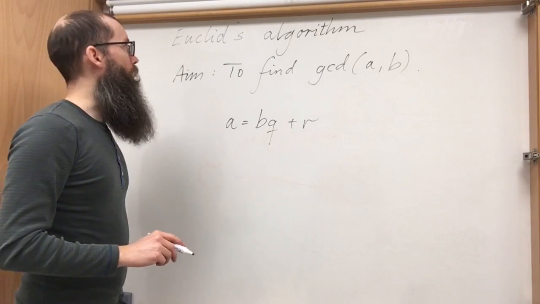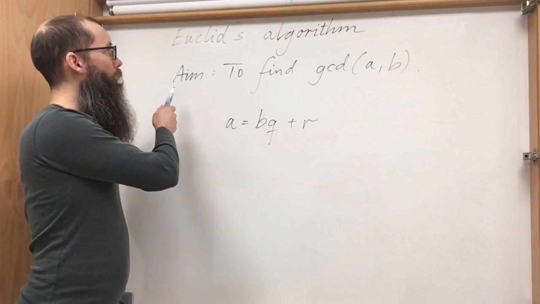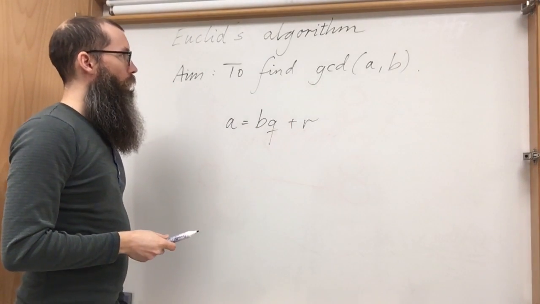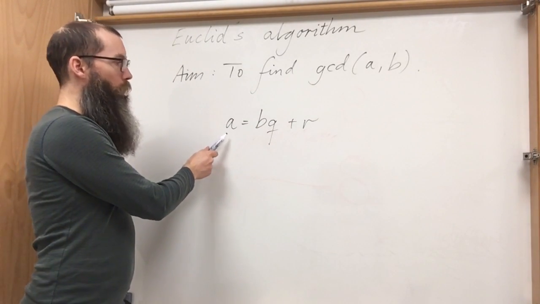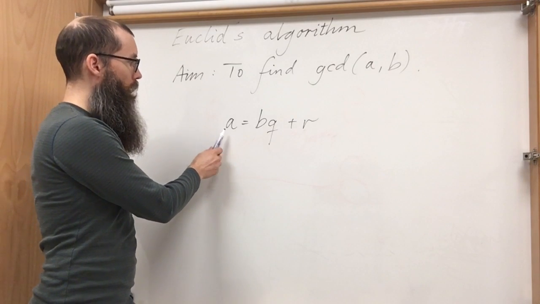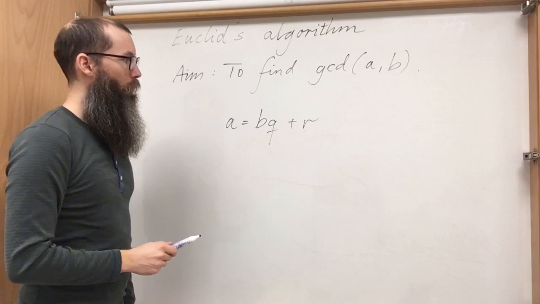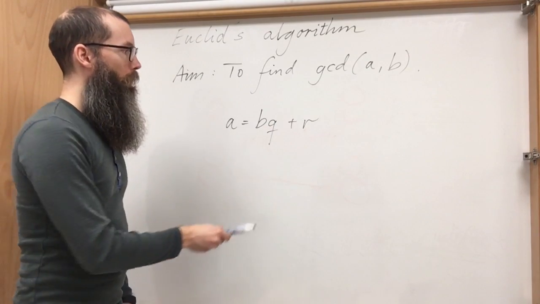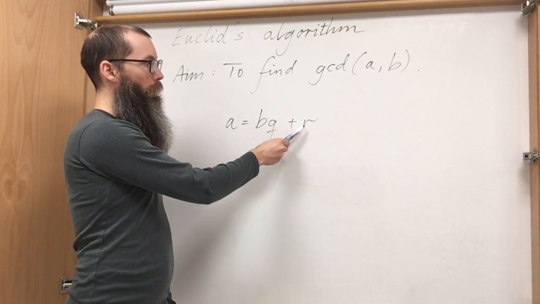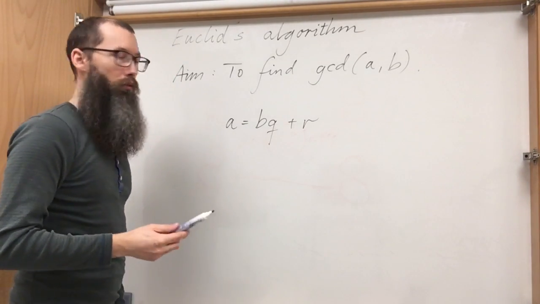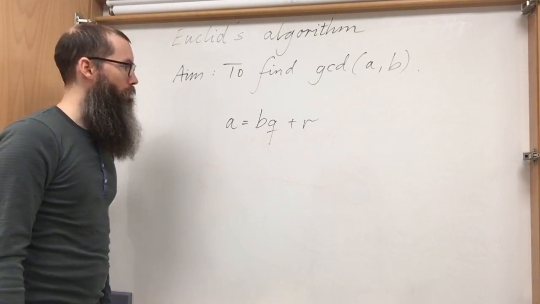We're going to discuss Euclid's algorithm. The aim is to find the greatest common divisor of A and B. We start by using the quotient remainder theorem to write A as B times some Q plus a remainder R, where R is greater than or equal to 0 but less than B, and we consider just positive B this time.